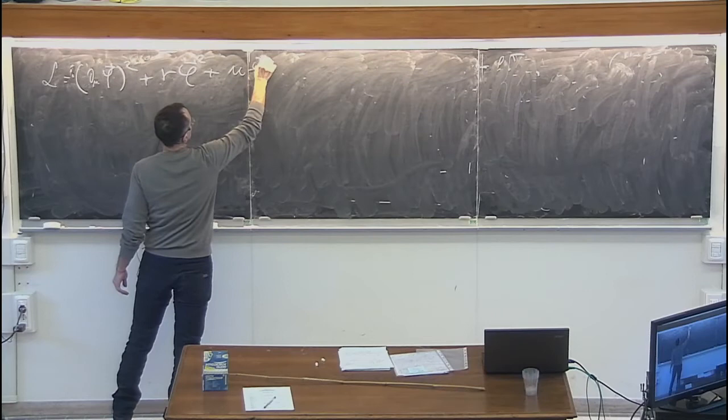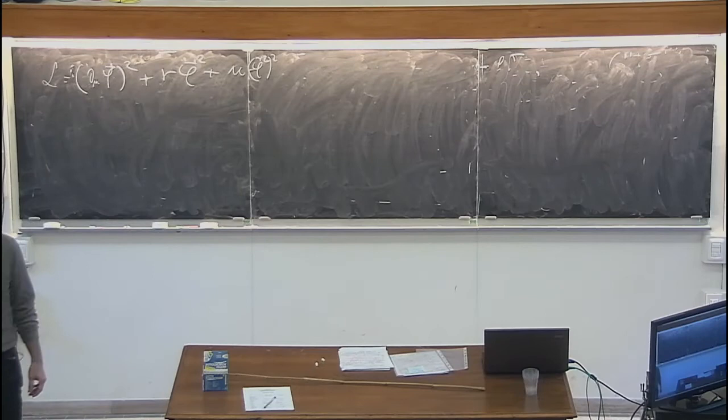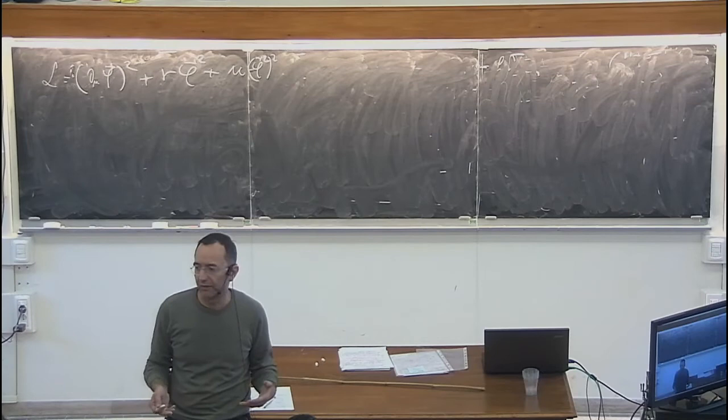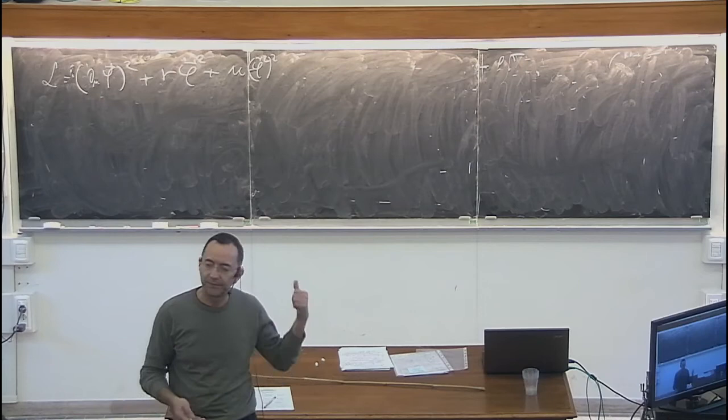That's the phi to the 4 model. Okay, and we want to study the critical properties. Because, from the previous lecture, we argued that the quantum critical properties of the quantum Ising model in two dimensions, for example, should be described by the phi to the 4 model in three dimensions, one more dimension.